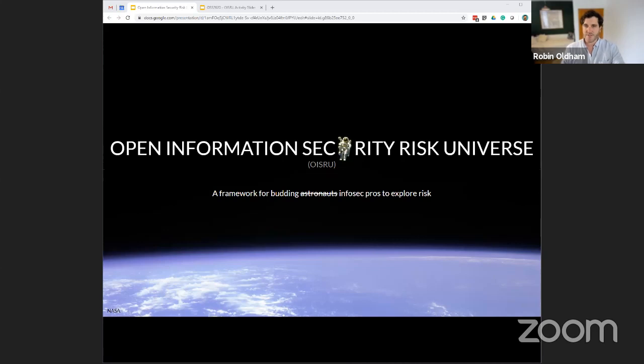So introducing the Open Information Security Risk Universe, or as I said, OISRU to its friends. Phil comes up with nothing if not a snappy acronym for things. A model and method independent framework, a taxonomy for expressing, categorizing and communicating different sorts of information security risk, ideal for budding astronauts or InfoSec pros.